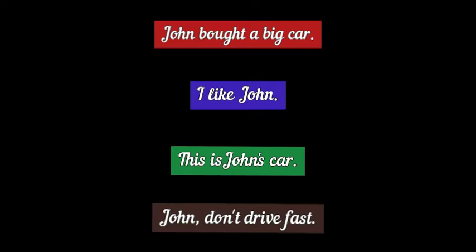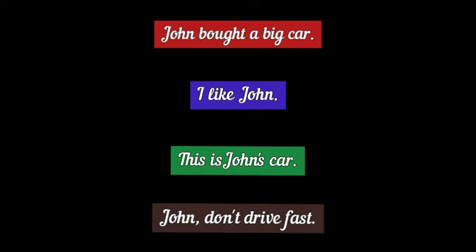In the second sentence, John is the object of the verb like. In the third sentence, the apostrophe s shows John's ownership or possession over the car. And in the last sentence, John is being addressed. It's an imperative sentence, so the speaker is addressing John.